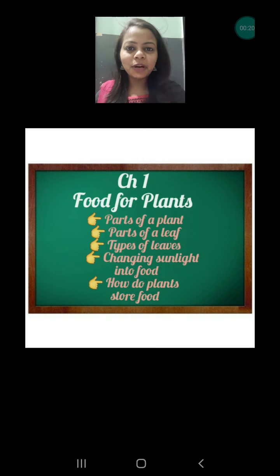I'm Sangeeta Kumari, your science teacher, and today we are going to start our first chapter of Evolving Science, that is chapter 1, Food for Plants. In this video we are going to cover the following topics that you are seeing on the board. First is parts of a plant, parts of a leaf, types of leaves, changing sunlight into food, and how do plants store food. Okay, so without wasting time, let's start our video.